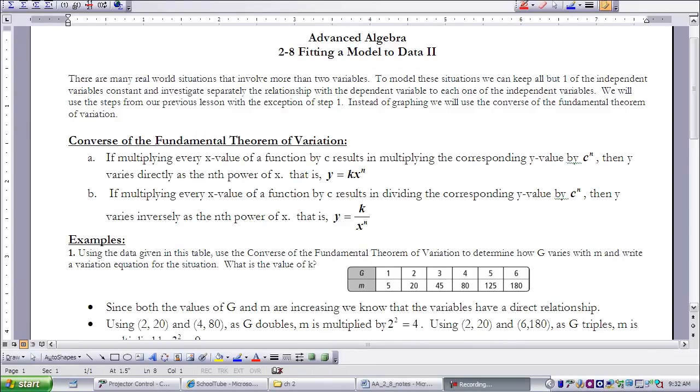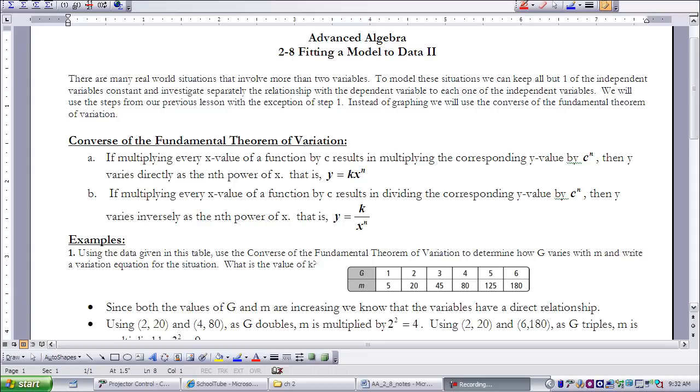This is Advanced Algebra, Lesson 2.8, Fitting a Model to Data, Part 2. In Lesson 2.7, we looked at fitting a model to data, but we only involved two variables. We had a nice six-step process that we used. We're going to continue using that six-step process with the exception of the first step.